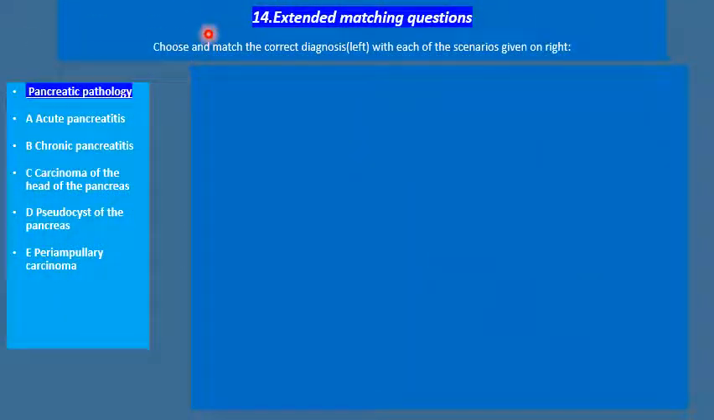Okay, we come to the final question, which is an EMQ, extended matching question, question number 14. Choose and match the correct diagnosis given on the left here with each of the scenarios given on the right.